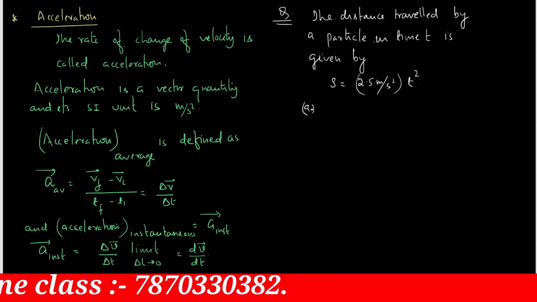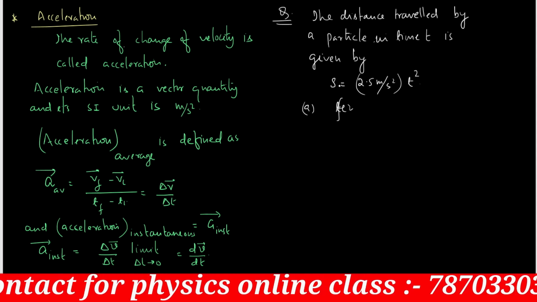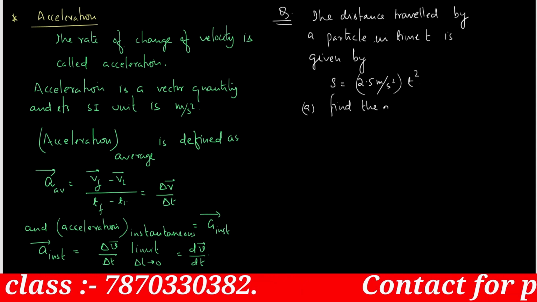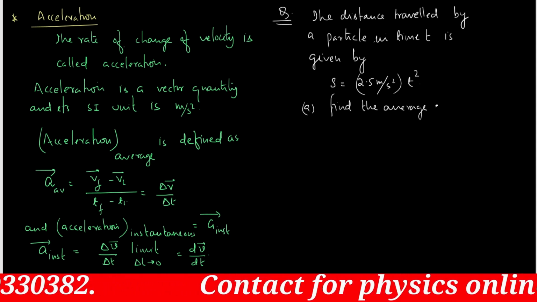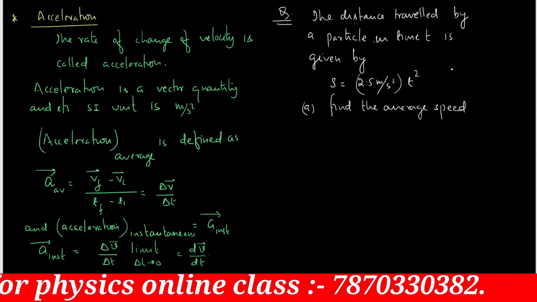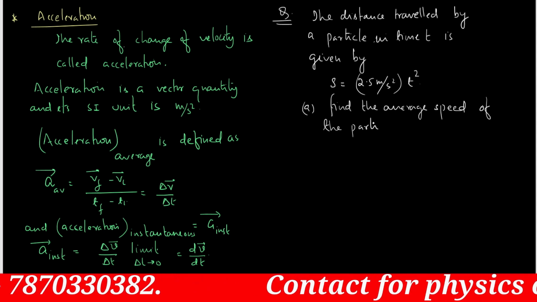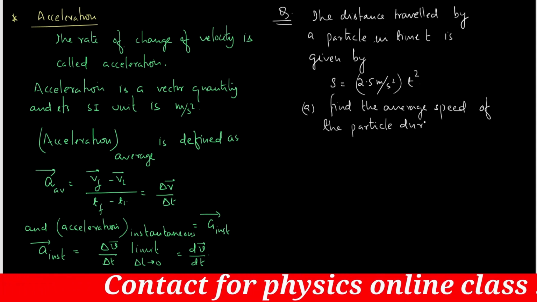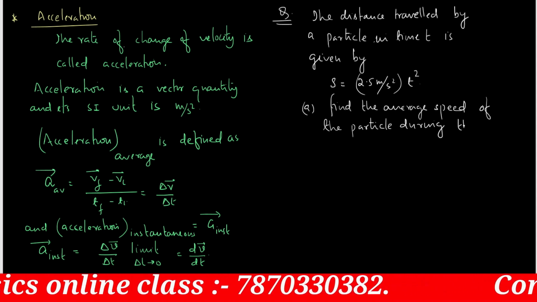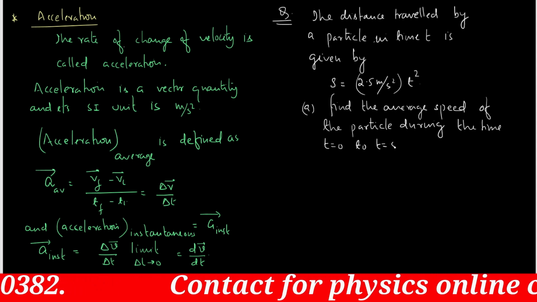First question is the average speed. Find the average speed of the particle during the time t equals 0 to t equals 5 seconds.